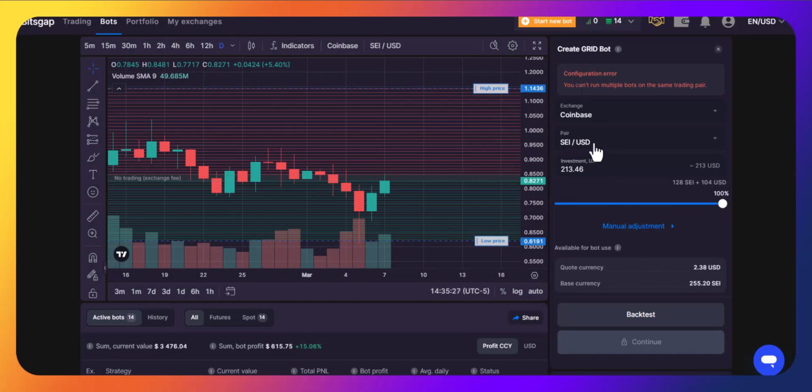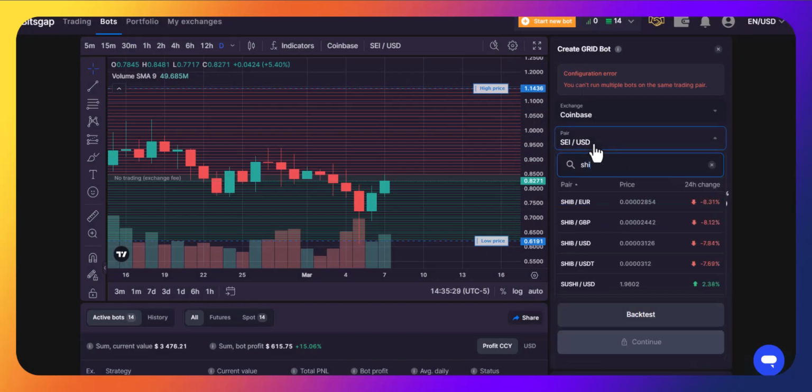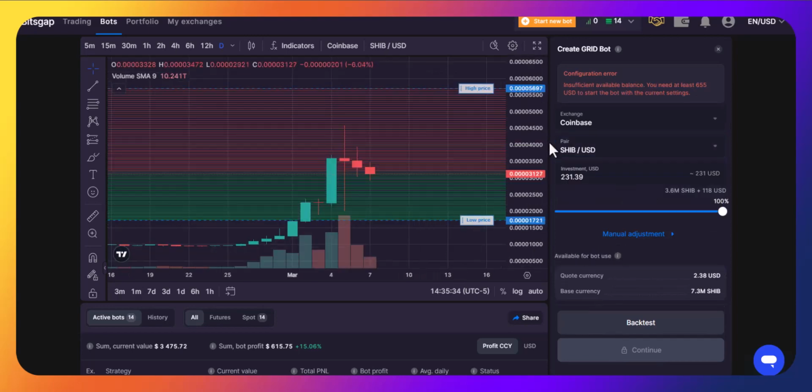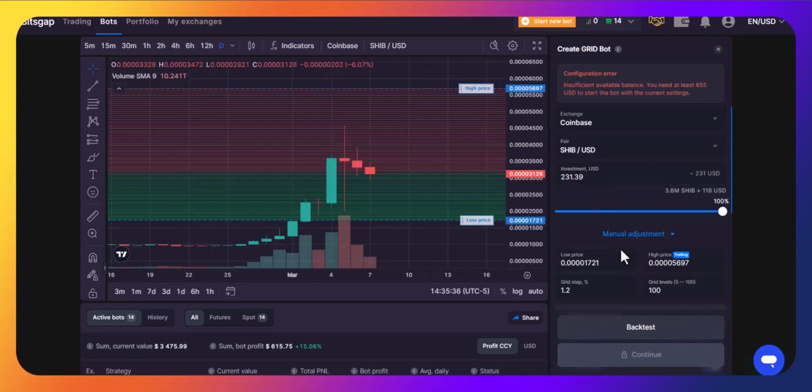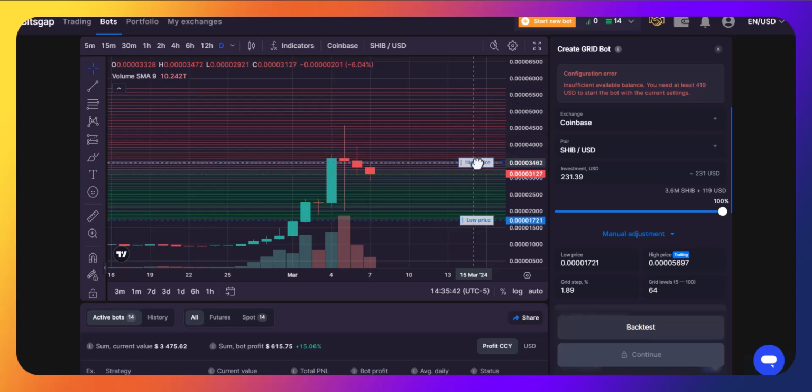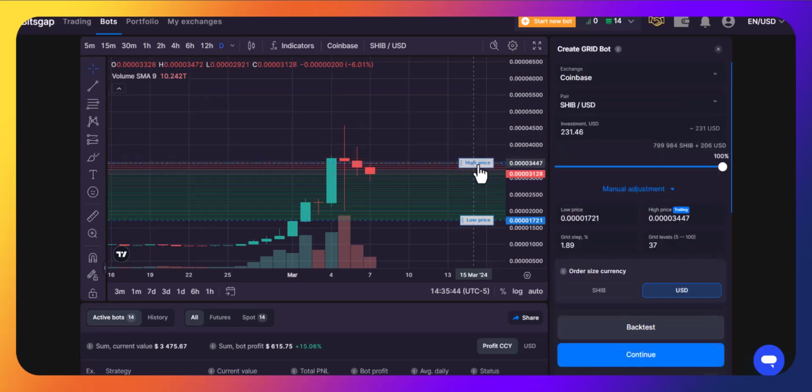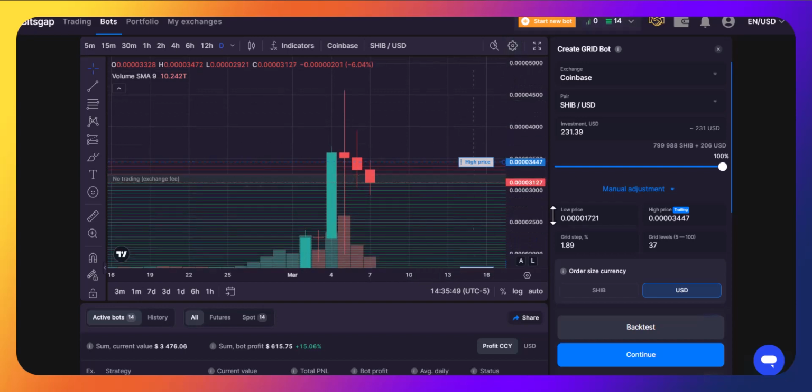and we know this is going to be for SHIB, USD. We know that we need to go to manually adjust it to 1.89. We know we want to limit the amount of upside that we have, and we're going to keep that at 4 grid lines above.